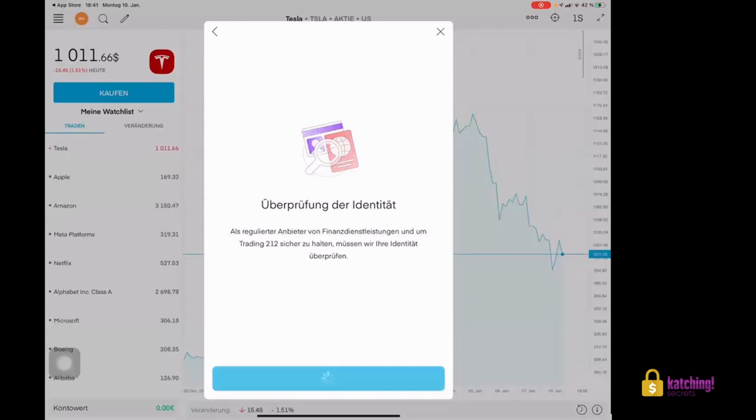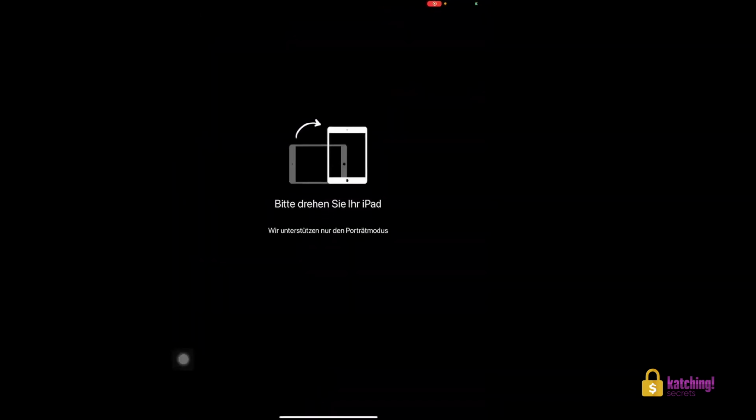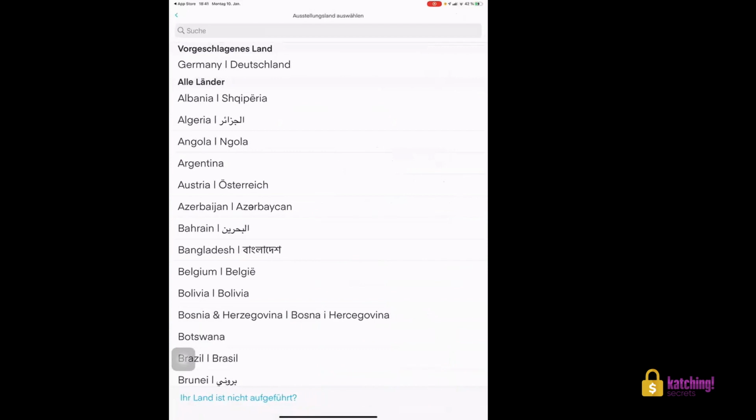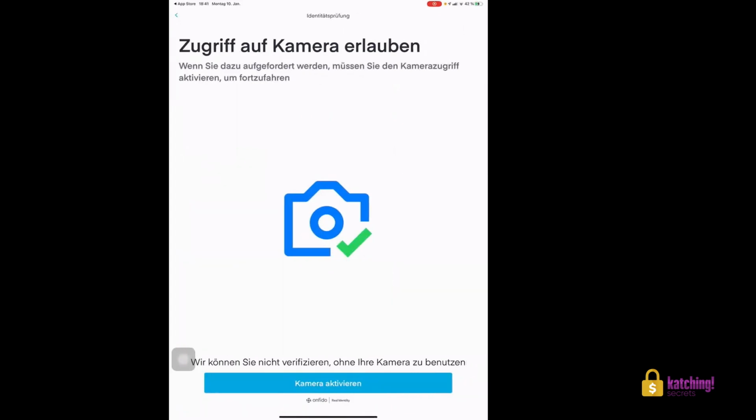Just continue here. If you cancel this, they will ask you frequently, and I think you will not be able to pay in funds. So you have to choose a type of authorization here. It's your passport or your driving license. Then you're choosing your country, where you're coming from. And now it's time to activate your camera, and you have to show your picture into the camera together with your passport, and then they are confirming your identity.